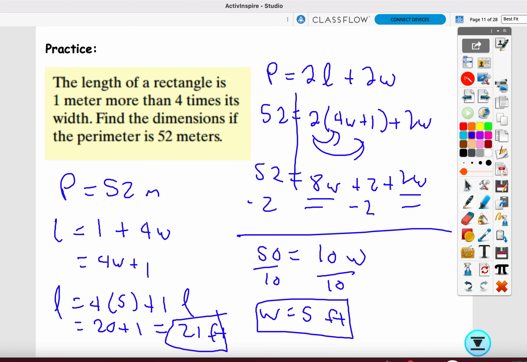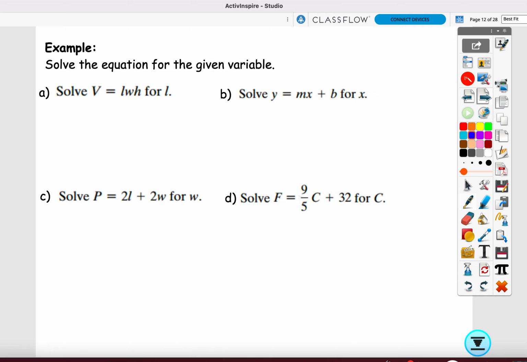So here we have solving the equation for the given variable. You're going to see multiple equations, and your job is to get that letter by itself. So look at this first problem here. Solve V equals L times W times H for L. Since all of these are being multiplied, what's the opposite of multiplication? We're going to divide both sides by W and H. This cancels out the W and H, and we're left with L is equal to volume over width times height. And you're done.